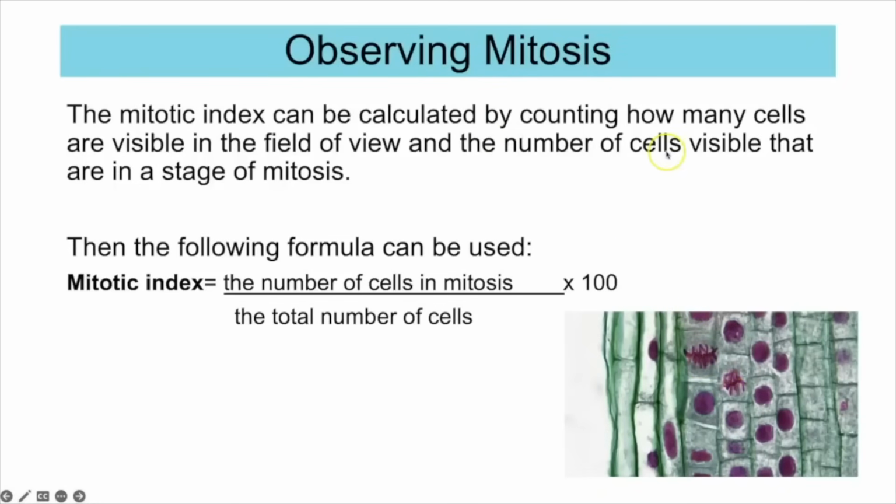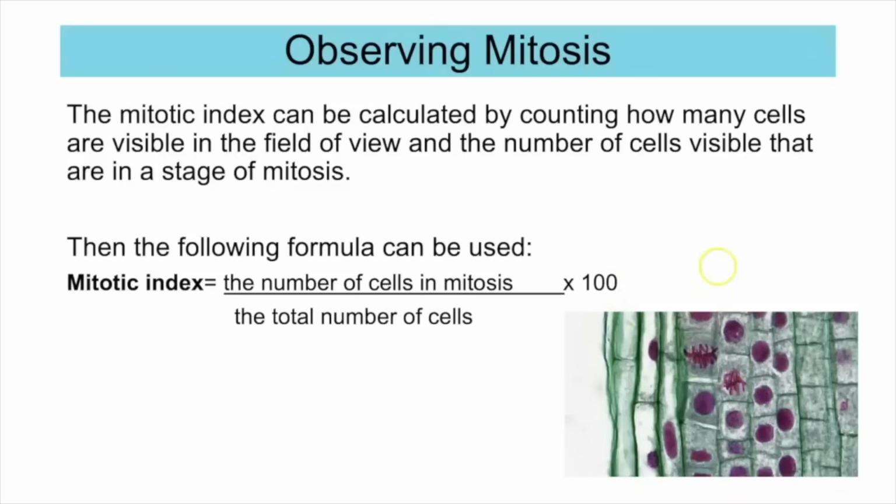So this is calculated by counting how many cells are visible in the field of view, meaning the section that you're looking at, and by counting the number of cells that are currently in mitosis. And it's essentially a percentage, this. So the number of cells in mitosis divided by the total number of cells, and then you'd multiply it by 100 to give that answer as a percentage.